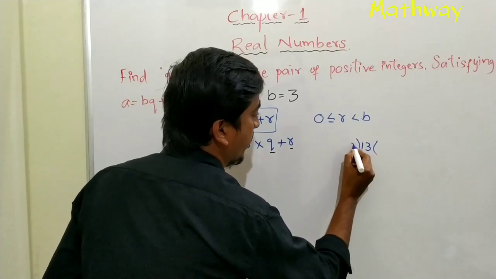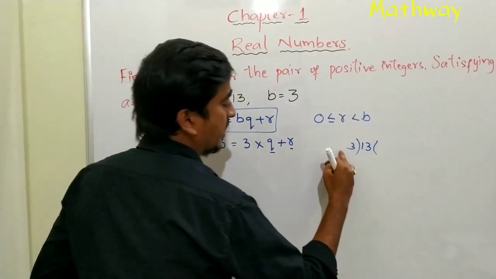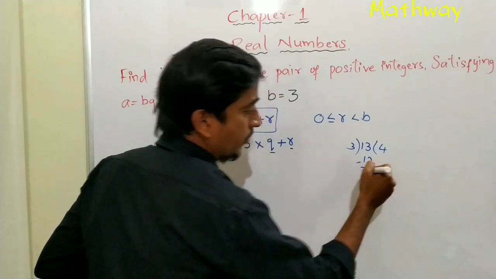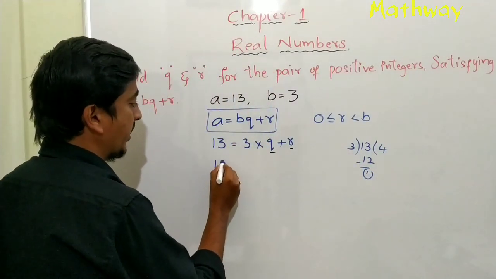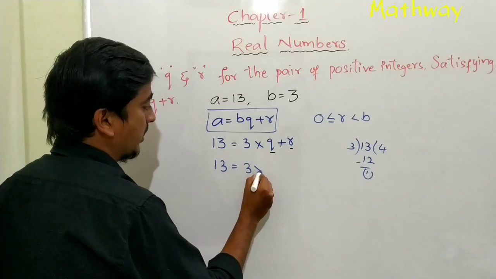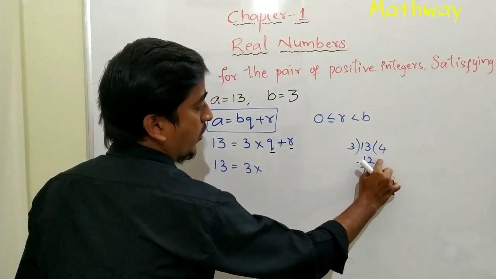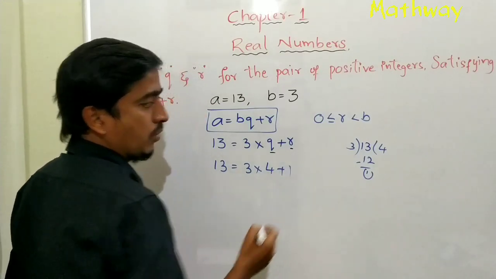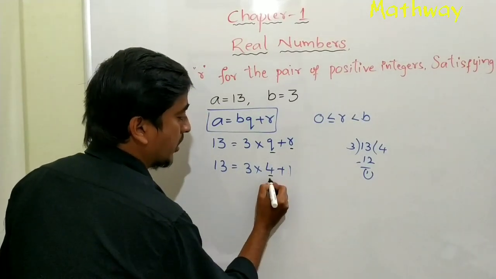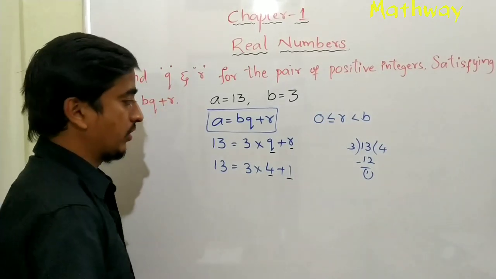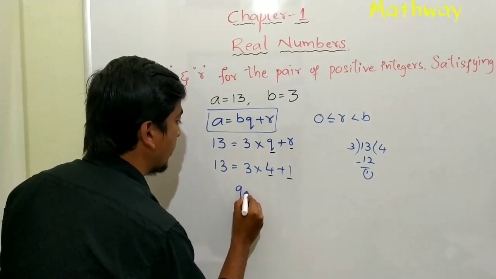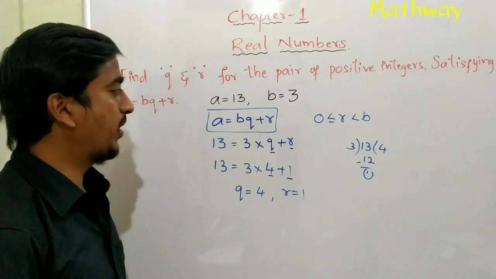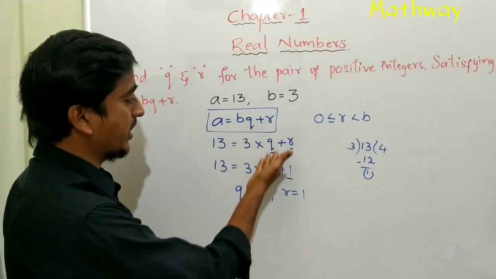13 divided by 3. 3 ones, 3 twos, 3 threes, 3 fours are 12. So 3 fours are 12. So by the remainder we get 1. So here it can be written as 13 equals 3 into 4, 3 fours are 12 we got, right? Plus what is the remainder we got here? 1. So q value is 4 and r value is 1. So we can write q equals 4 and r equals 1. So simply we can find the remaining q and r values in this way.